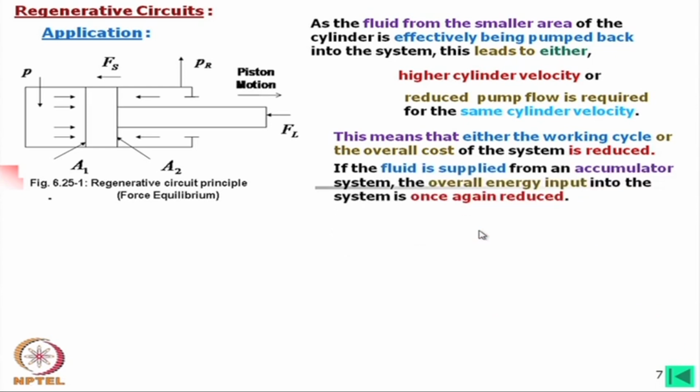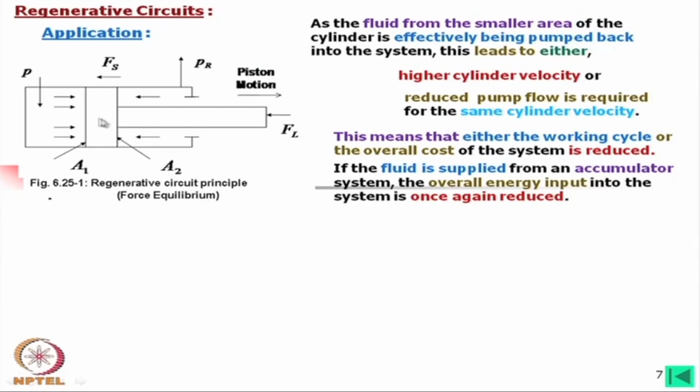Now, the fluid is supplied from an accumulator system. The overall energy input into the system is once again reduced. Along with the regenerative circuit, sometimes an accumulator is also used, and there you will find that we are getting much faster speed. You can think of one application directly here itself, for example the shaping machines or planer machines, where the return stroke is much faster.